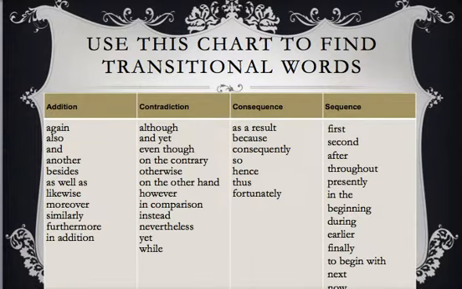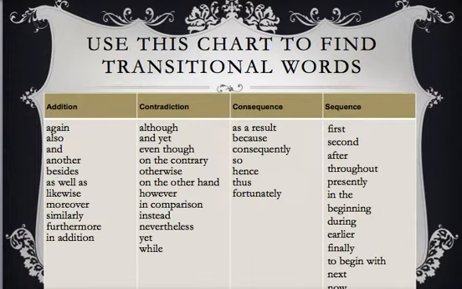Okay, if you want to show a consequence of an action or an event, you might use as a result, because, consequently, so, hence, thus, unfortunately. Because and so are also words that we tend to overuse, just like "and." So limit their use. You may use them, but limit their use. Choose some other words too.